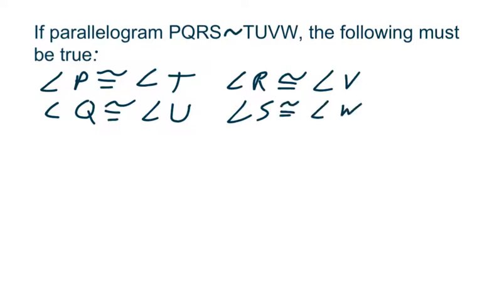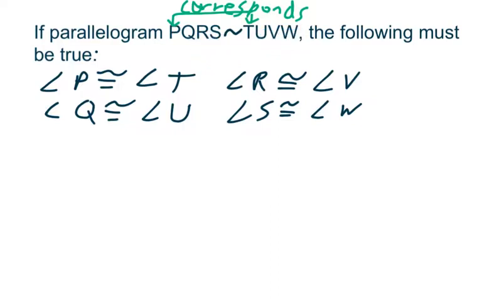And I'm just going to make a note so I remember P corresponds with T. That means they go together. They're similar to each other. So the positioning very much matters. And likewise, Q goes with U, R goes with V, and S goes with W.